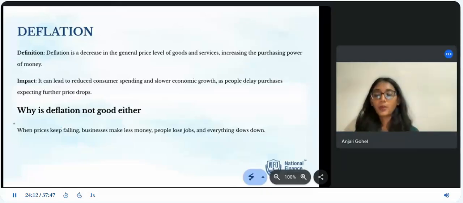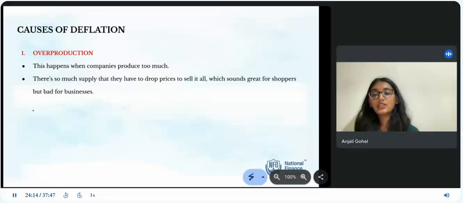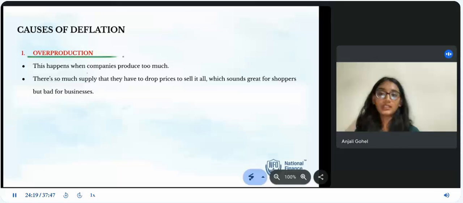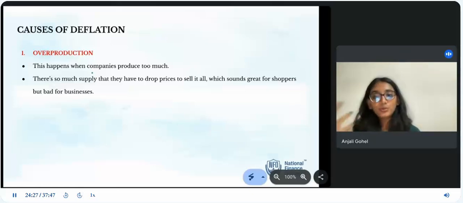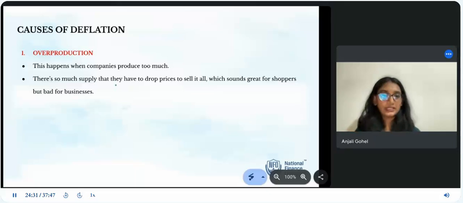All right. Now let's understand what are the causes of deflation. What causes deflation? Number one is overproduction. Now what happens is, if the companies are producing too much, right? When there are too many products available of the same kind, the prices will automatically fall. Correct. Now if there's too much supply, the price of that particular product will fall.